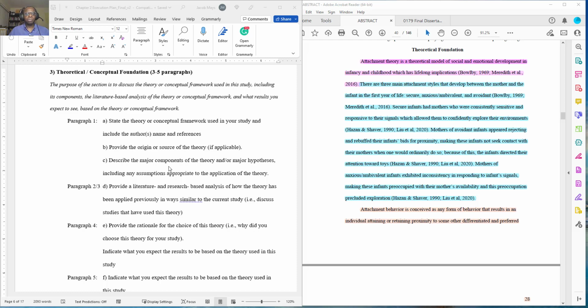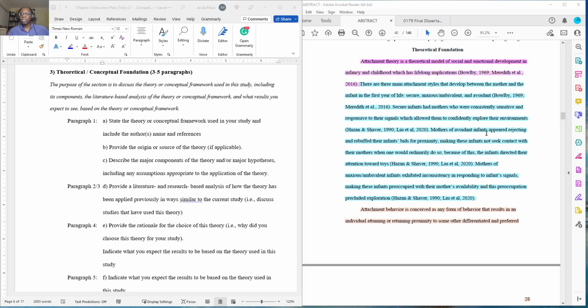So C, describe the major components of the theory and or major hypotheses, including any assumptions appropriate to the application of the theory. So this portion, C, corresponds to what is in blue. There are three main attachment styles that develop between the mother and the infant in the first year of life: secure, anxious ambivalent, and avoidant. Secure infants had mothers who were consistently sensitive and responsive to their signals, which allowed them to confidently explore their environments.